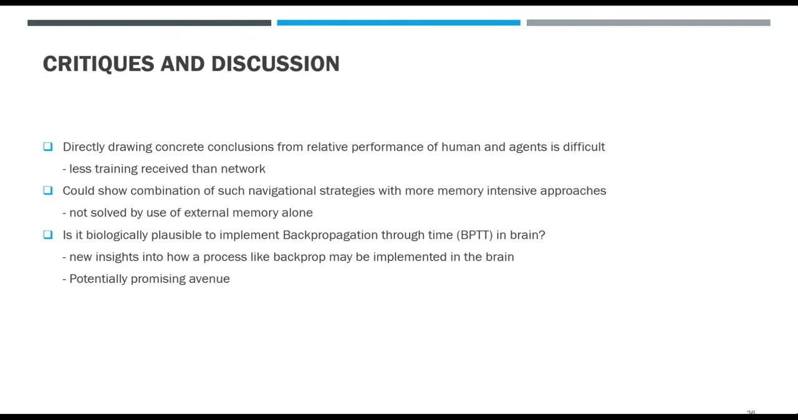The final question is, how biologically plausible is it to implement backpropagation through time in the brain? Because it requires access to information that is non-local to the synapse. We need information about errors many layers downstream, so that has long been thought to be biologically implausible. But recent research provides new insights into how a process similar to backprop may be implemented in the brain. So I think this is a potentially promising avenue to explore.